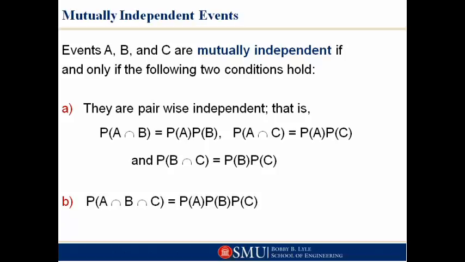So what we have is something where we ask, what are mutually independent events? We extend what we're thinking about, right? It's not just pairwise independence. Events A, B, and C are mutually independent if and only if the following two conditions hold. First, they are pairwise independent, just as we had a moment ago. And we need that the probability of the intersection of the three is equal to the product of the three probabilities. That is what's called mutually independent.